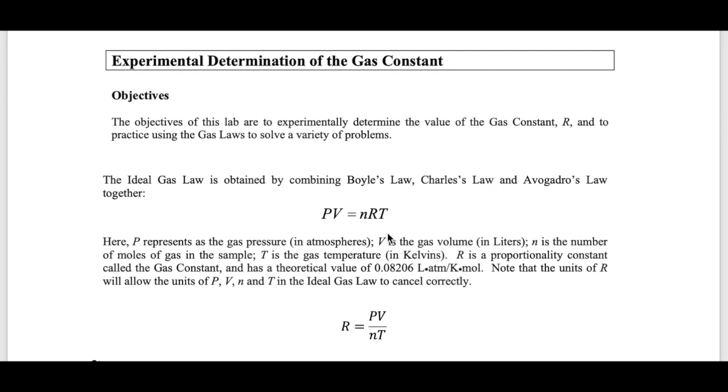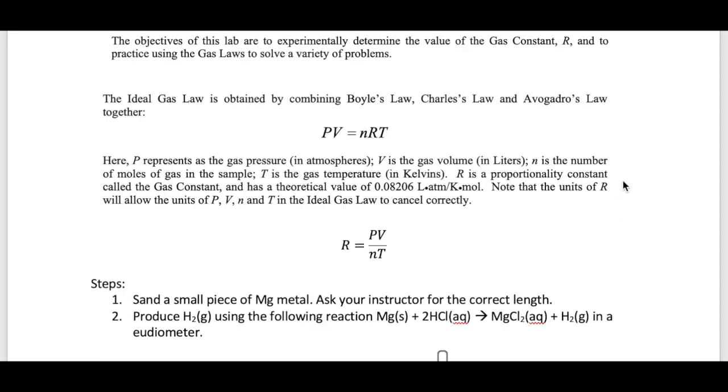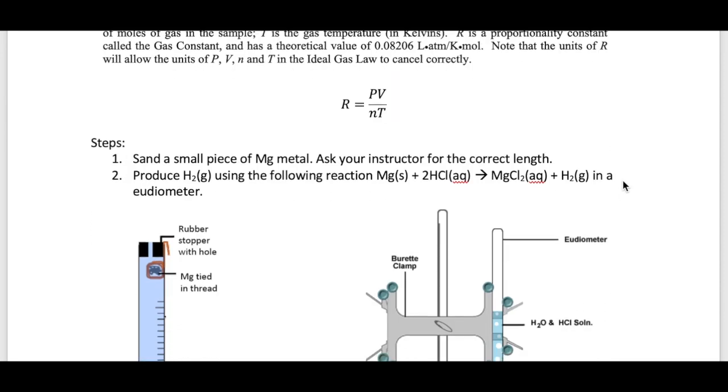But what we're going to do here is actually determine the value of R experimentally by collecting a gas and determining the values of pressure, volume, temperature, and number of moles, and then from there calculating the value of R just by rearranging the ideal gas equation to give us R equals P times V over N times T. The way we're going to do this is illustrated as follows.